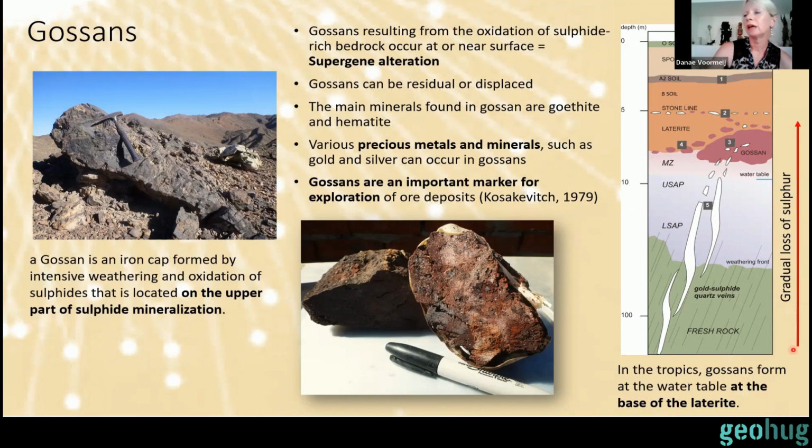So gossan, from fresh rock towards the gossan, is what happens in the mineralized system is you're gradually losing sulfur from your sulfides, and the minerals are changing, and you end up with the gossan that's quite depleted in some elements, and then can be enriched in, say, gold and silver.